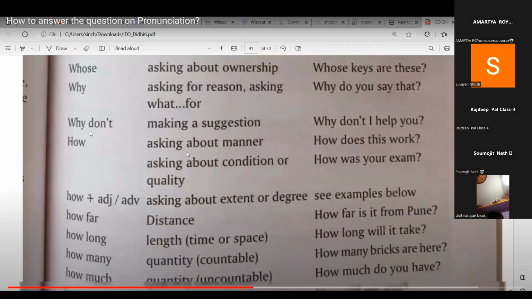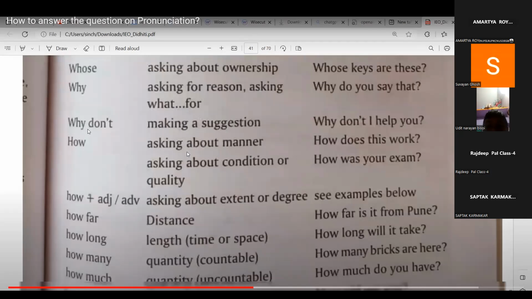Yes, Udit, tell me. Ma'am, what is the how plus adjective plus adverb? What is that meaning? That I will explain to you all afterwards, but we are still on why don't. So by why don't we mean to make a suggestion. Okay, Udit, can you give me an example with why don't? Making a suggestion. Give me an example with why don't, Vita.